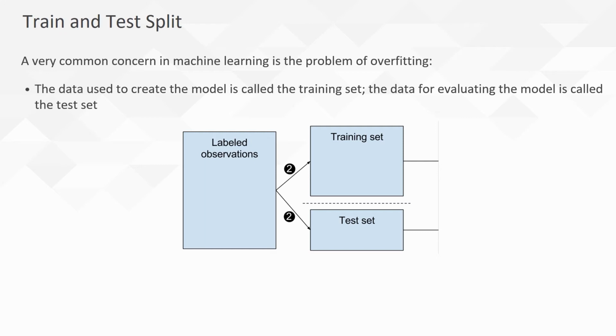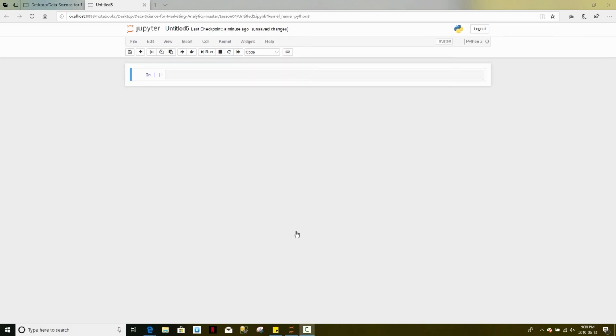To overcome this, best practice is to remove some data which will exclusively be used for evaluating models, with the rest being used to create the model. The data used to create the model is called the training set, and the data for evaluating the model is called the test set. Now let's go ahead and do an exercise to understand this better. Using a training and test split to evaluate clustering performance.